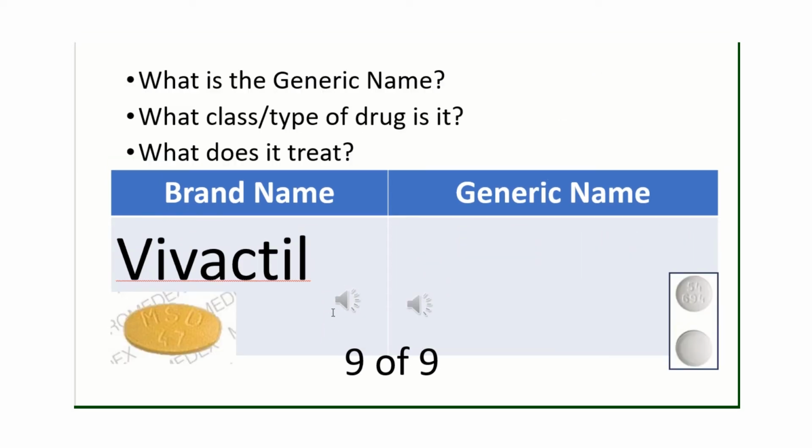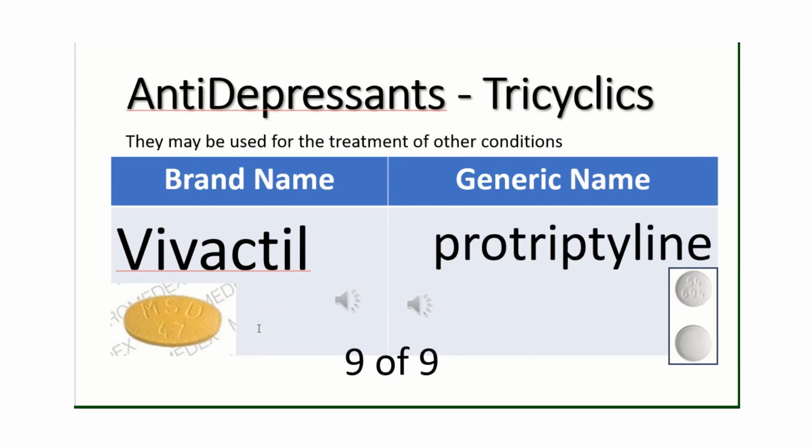What is the generic name for Vivactil? What type of drug is Vivactil? What does Vivactil treat? The generic name for Vivactil is protriptyline. Vivactil and protriptyline are tricyclic antidepressants. Vivactil and protriptyline may be used for the treatment of other conditions.